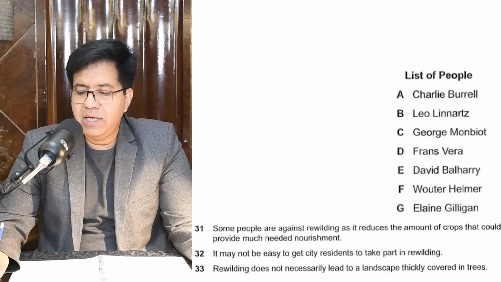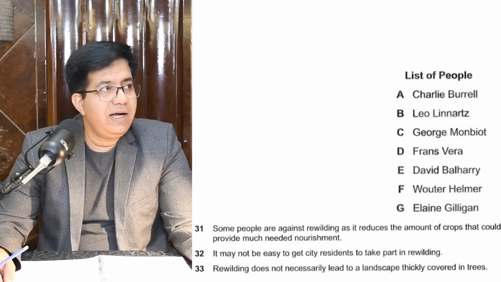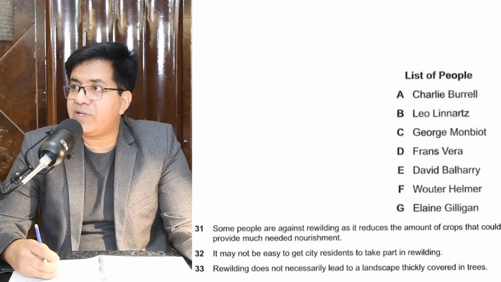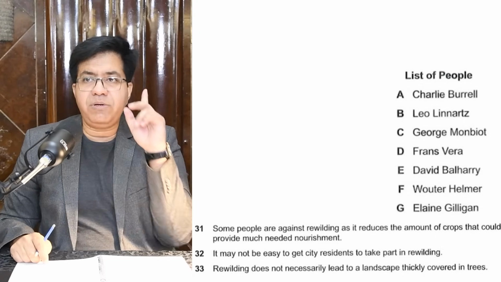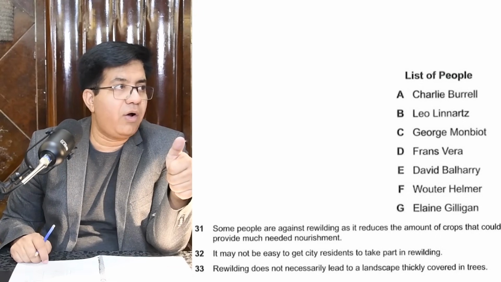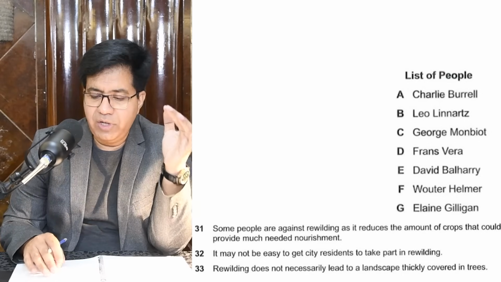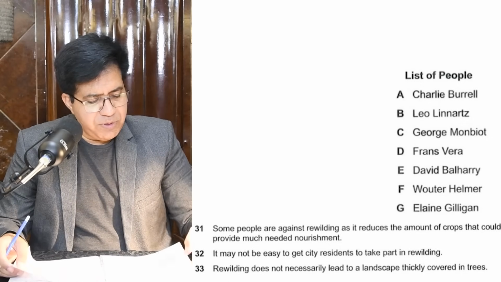Okay, now finally we come to questions 31 to 36, and you can see there are 6 questions and how many options? 7 options. What does it mean? It means one option is extra, and it also means you may use one person twice as well. Okay, now there are 2 ways of doing it. Remember, the questions and the passage are not in order, but the list of people is in order. Now I want you to look for Charlie Burrell. Charlie Burrell.